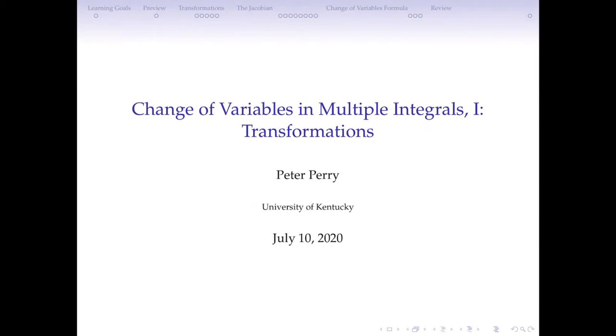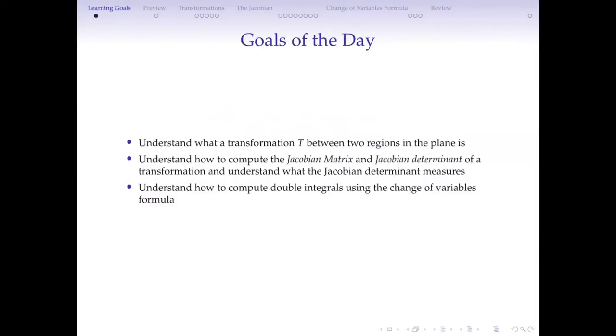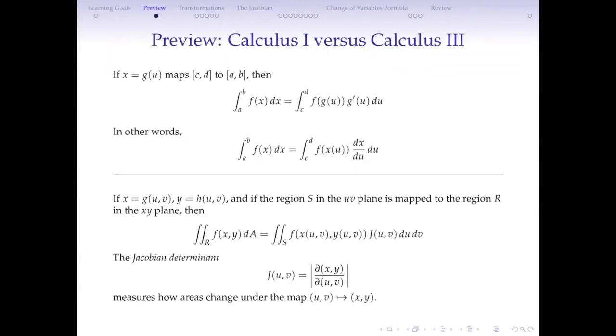In these lectures, we're going to introduce the idea of a transformation, a new kind of derivative, the Jacobian of a transformation, and we'll use it to fully develop the change of variables technique for multiple integrals. So in this lecture, we'll understand what a transformation between two regions of the plane is. And we'll understand how to compute something called the Jacobian matrix and Jacobian determinant of a transformation, and understand what the Jacobian determinant, this new kind of derivative, measures. We'll use this machinery to understand how to compute double integrals using the change of variables formula that we'll introduce.